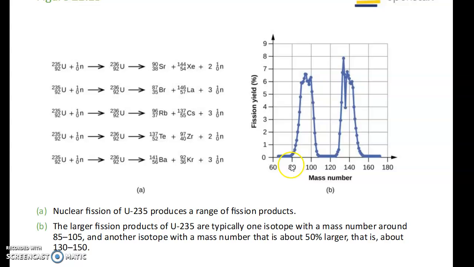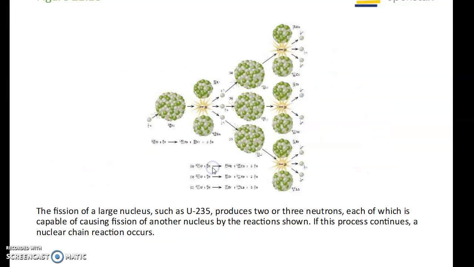And so right here, what you can see is you get a range of different ones coming from these two. You'll get ones that are a little bit, you get 144 here, 146 here, 137, 137, 141. The lower one is 90, 87, 96, 97, 92. So you get ones that are around this range, you get ones that are around this range right here for each one of these.